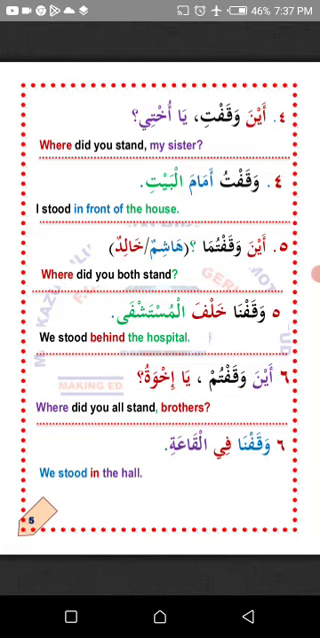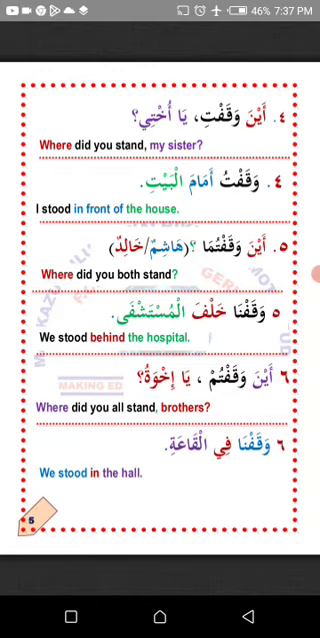Number 6. أين وقفتم يا إخوة؟ Where did you all stand, يا إخوة brothers? Now the answer. وقفنا في القاعة. وقفنا we stood في القاعة in the hall. لعلك فهمت? I hope you understand.